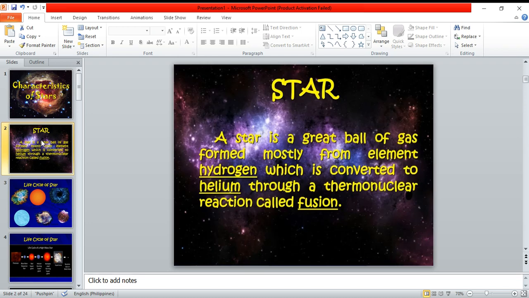A star is a great ball of gas which is mostly composed of hydrogen that is converted to helium through a process of a thermonuclear reaction called fusion. A star is a huge sphere of very hot glowing gas. Stars are made from a giant cloud of dust and gas.